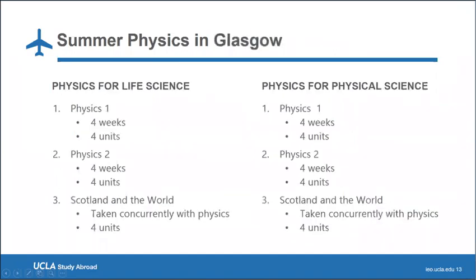So for the summer physics in Glasgow, similarly, the course structure will look the same. We have 2 tracks, the life science and the physical science. For life science, you will enroll in physics 1 for the first 4 weeks, earn 4 units.